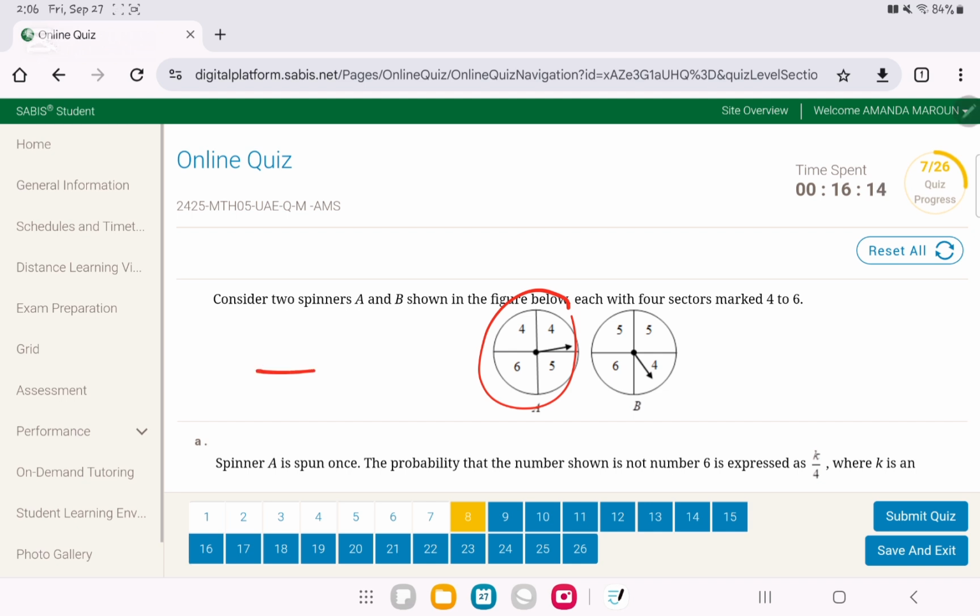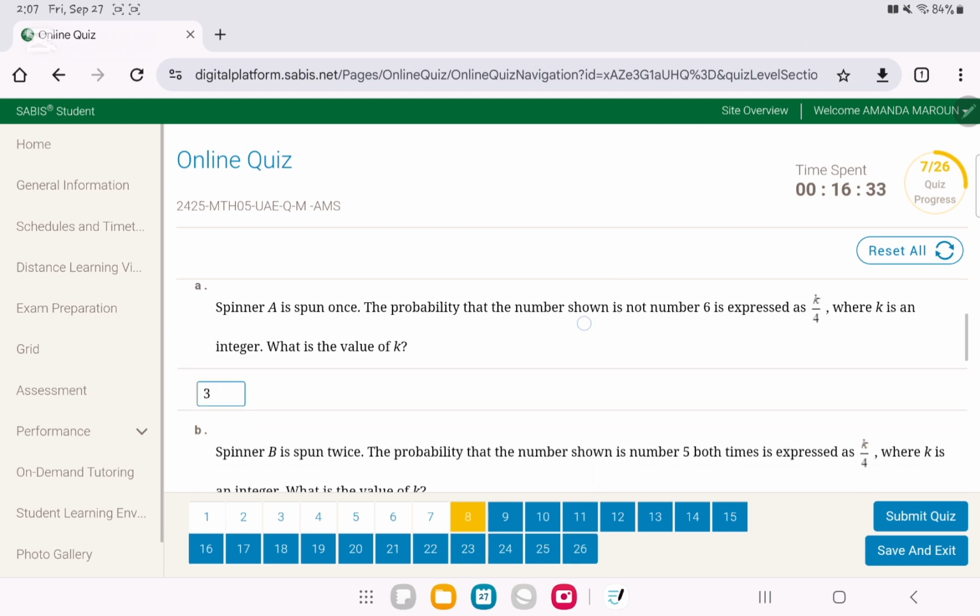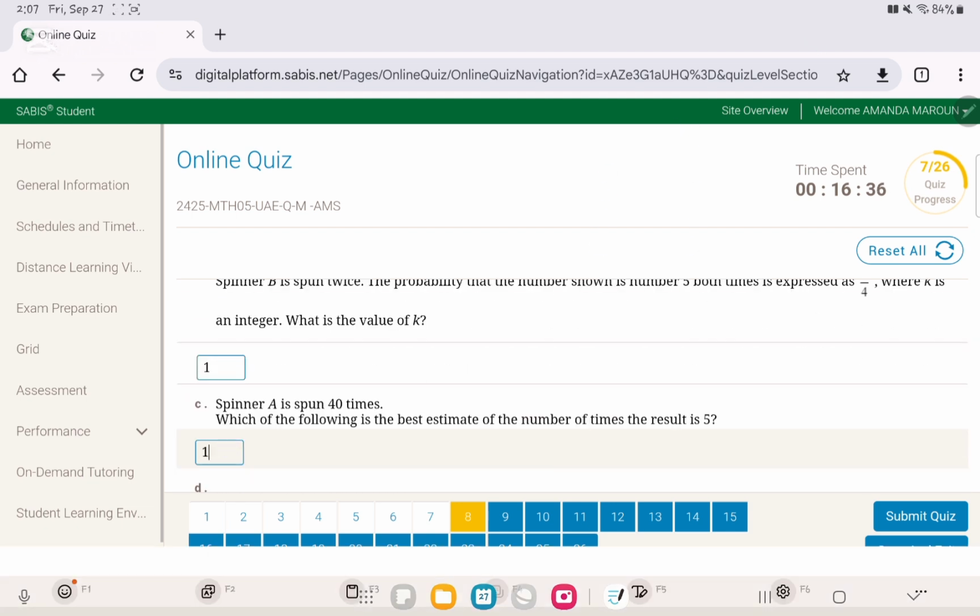We take the probability of the number. They need the result to be 5. So what's the probability of getting 5 in spinner A? It is 1 out of 4. So we write the probability of getting the number, which is 1 out of 4, multiplied by the number of spins, which is 40. So 1 over 4 times 40 is going to be 10. So the answer here is 10.